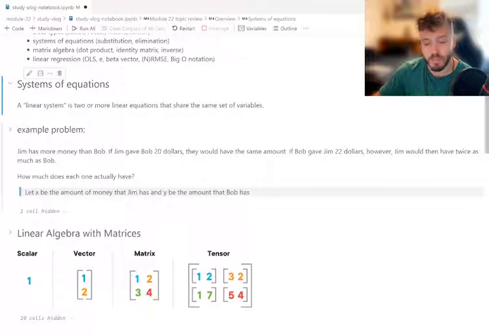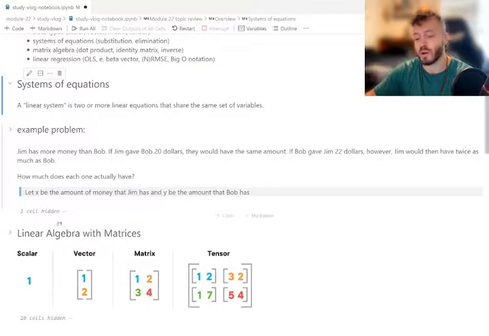So here's an example problem from the curriculum. Jim has more money than Bob. If Jim gave Bob $20, they would have the same amount. If Bob gave Jim $22, Jim would then have twice as much as Bob. So using systems of linear equations in algebra, we can essentially solve this question here. How much does each one, Jim and Bob, actually have? How much money do each of them have based on this information that we have here?